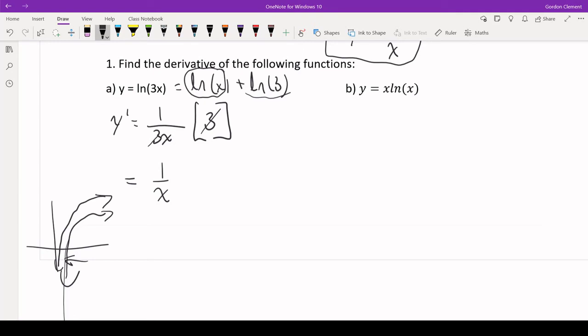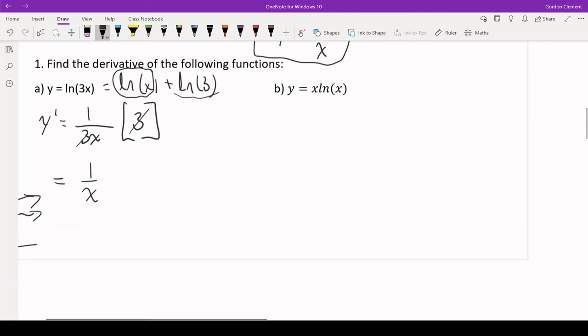Okay, none of that's important. It's 1 over x. That's what's important. This one, I've got x times the log of x. So we're going to need our product rule.